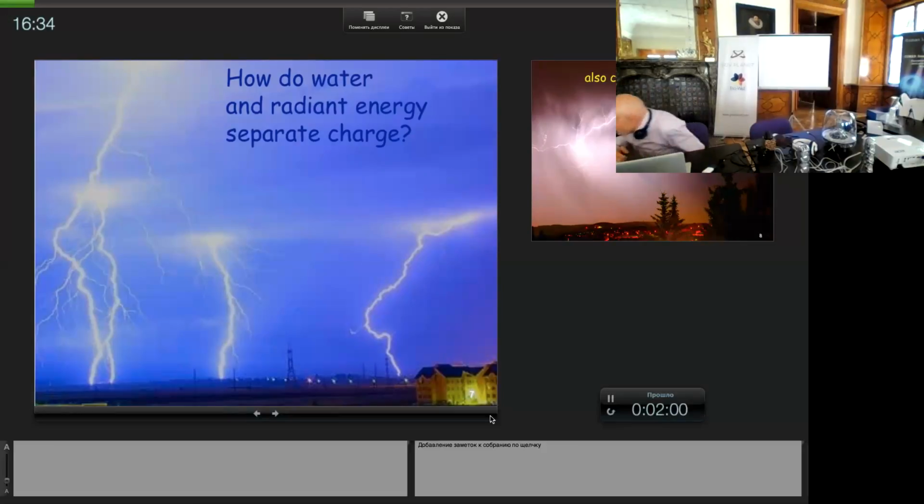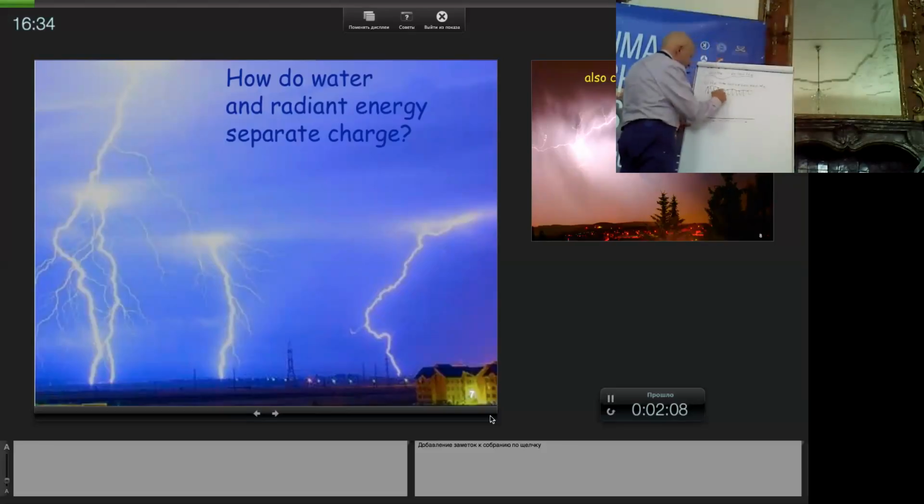And you remember I've told you before, we have Earth, which has negative charge, and we have cloud that has positive charge, because the ionosphere is charged positively. And then when this difference is very big, then we have this lightning. But you can imagine that it's huge energy, tremendous energy. So it is tremendous charge separation.